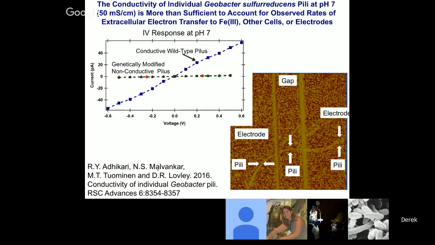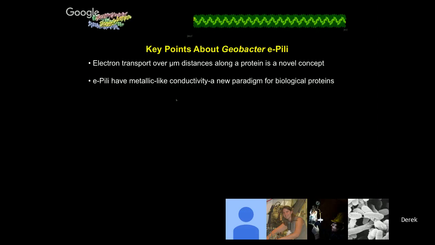It's taken some time to get measurements of electrical conduction along the length of individual pili. We just this year published this result where you can throw a pili down on a microelectrode array and measure the conductivity of individual pili. You get this ohmic response. And the important observation is that not only are they conductive in cytochrome-free regions of the pili, but also the conductivity of these pili under physiologically relevant conditions is more than sufficient to account for the rates that Geobacter transfers electrons outside the cell onto extracellular electron acceptors like iron, other cells, or electrodes.